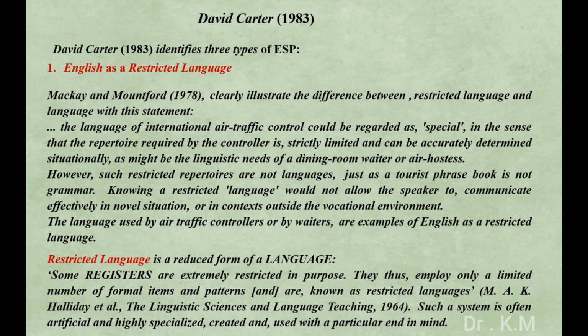Restricted language is a reduced form of a language. Some registers are extremely restricted in purpose. They thus employ only a limited number of formal items and patterns, and are known as restricted languages. M. A. K. Halliday et al., The Linguistic Sciences and Language Teaching, 1964. Such a system is often artificial and highly specialized, created and used with a particular end in mind.